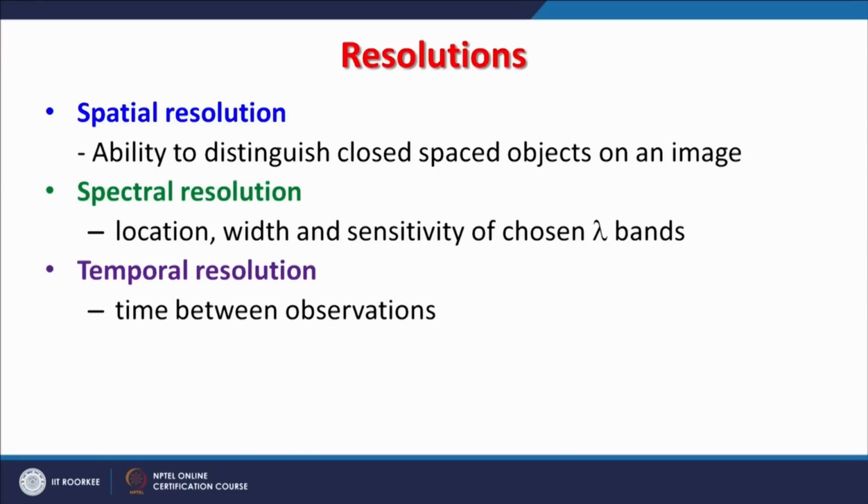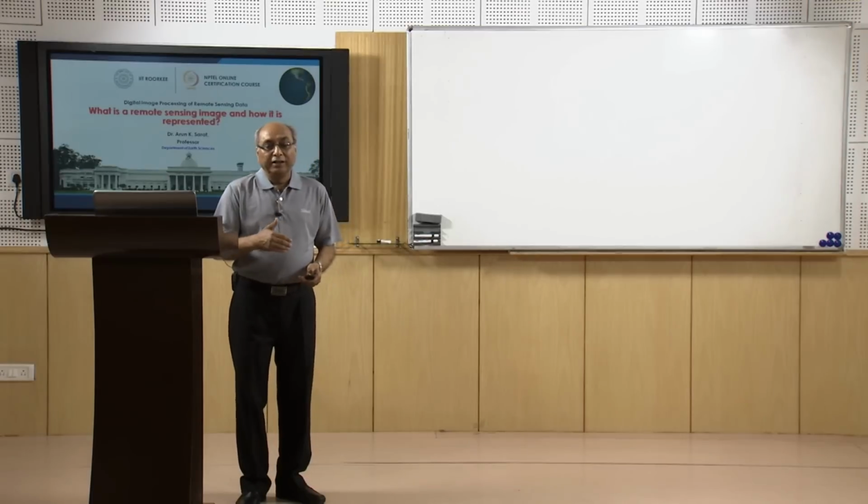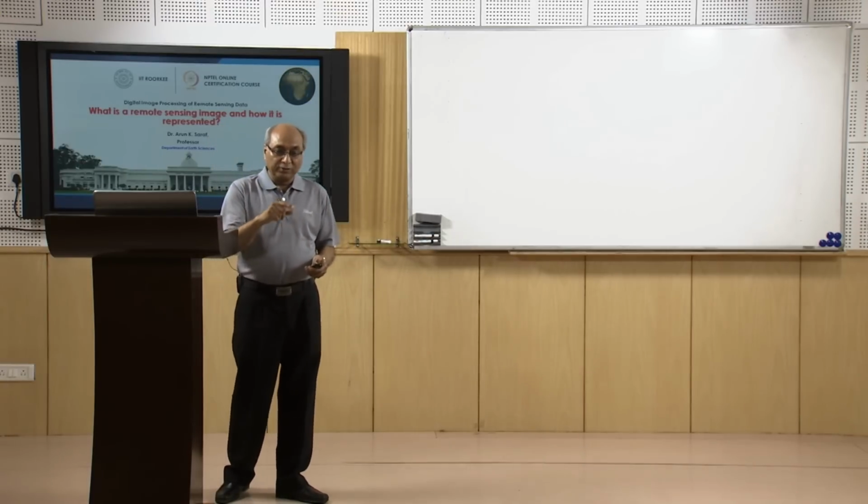Now temporal resolution means the time between observations: how frequently your satellite is revisiting the same area again and again. Suppose a satellite overpasses on day 1 and then day 16, whereas another satellite passes on day 1 and day 8. The one passing again on day 8 has higher temporal resolution. But again, there is a trade-off.